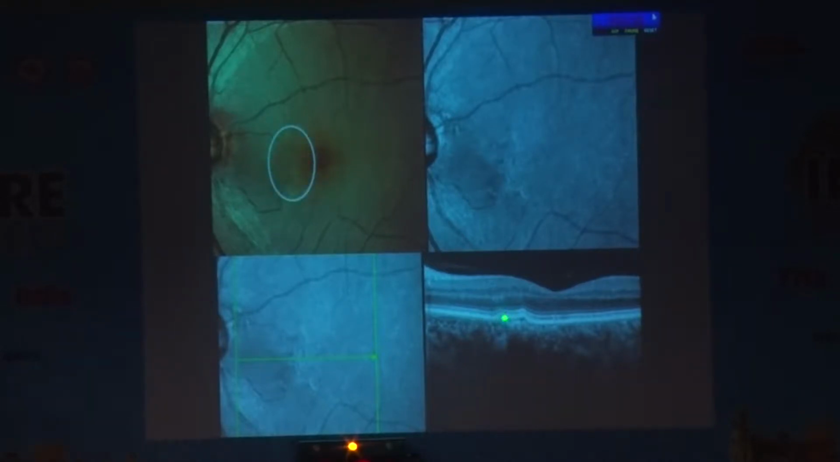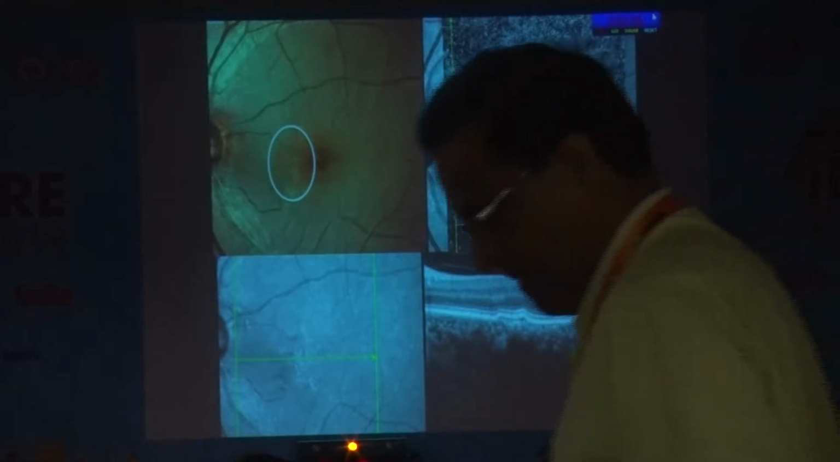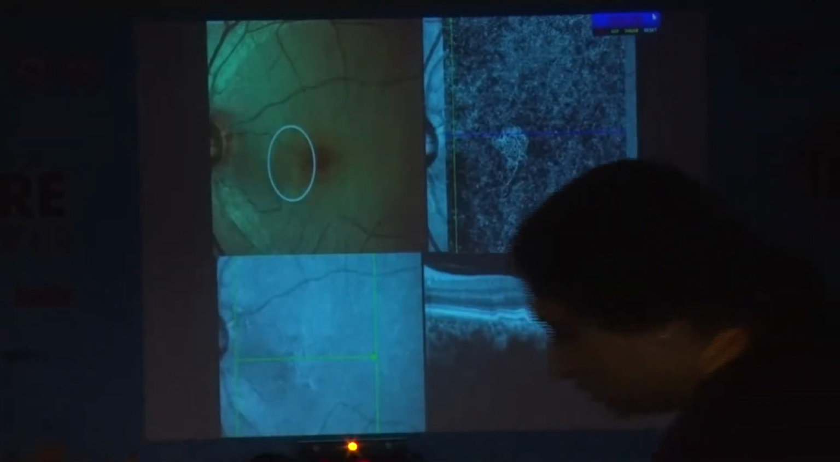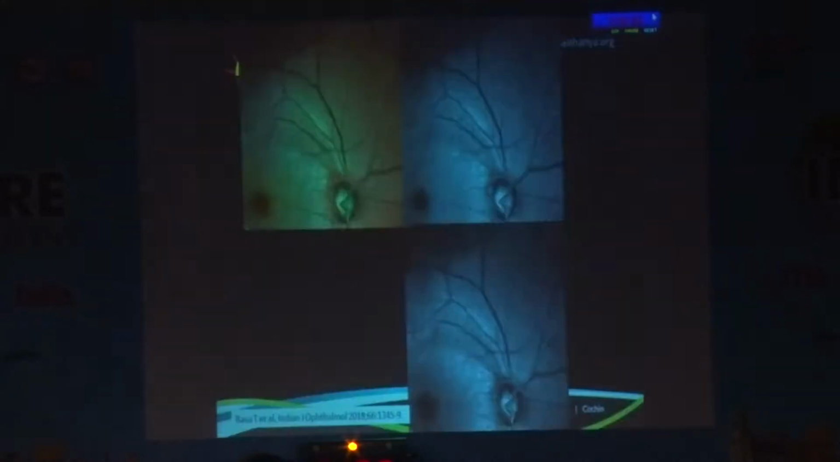When the OCT did show a shallow PED with a double layer sign, but when we did an OCT angiogram, it also showed the presence of a CNVM in the choriocapillary layer. So this is a patient of non-exudative CNVM, which is not exuding fluid, which could be suspected on the basis of the multicolor image.